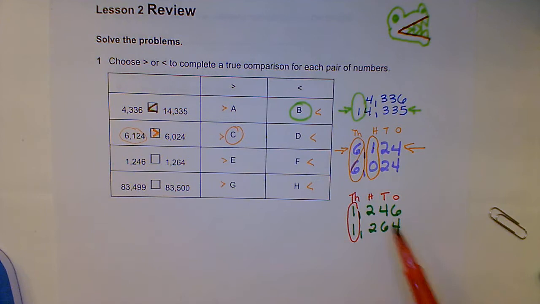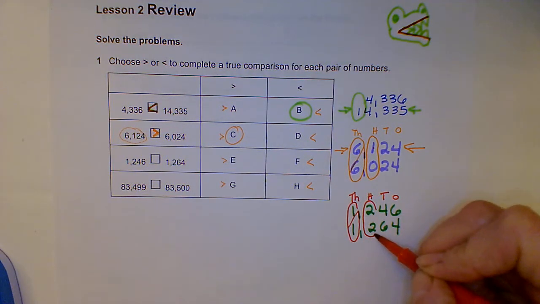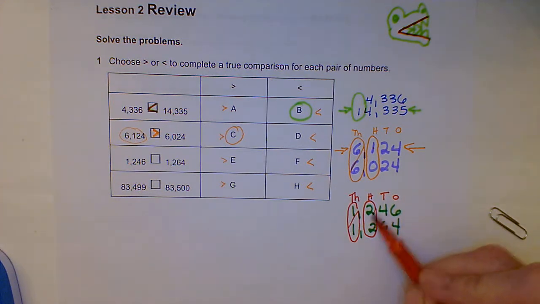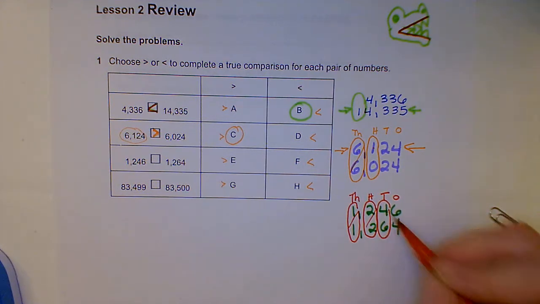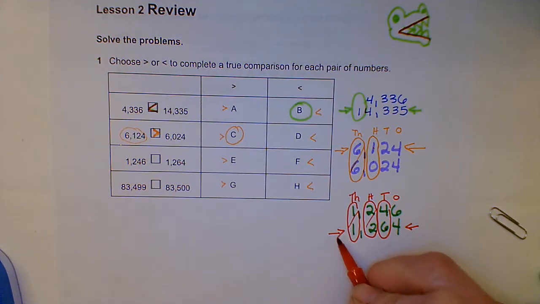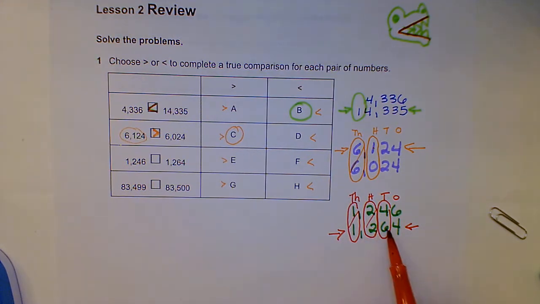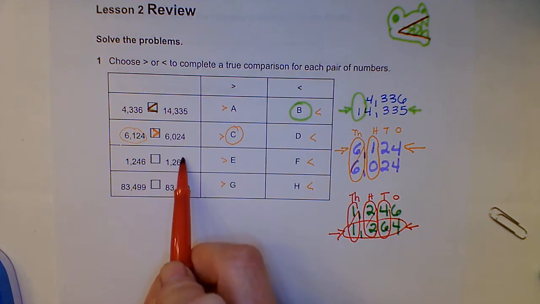And when I look, they're the same, so that didn't help me. Now I'm going to look at my hundreds. I move over one. They're the same, so that doesn't help me. So now I move over one. And here, what I notice is that 6 is greater than 4. So since 6 is greater than 4, I now know that this is my larger number, 1,264, this guy, right here. This is my larger number.